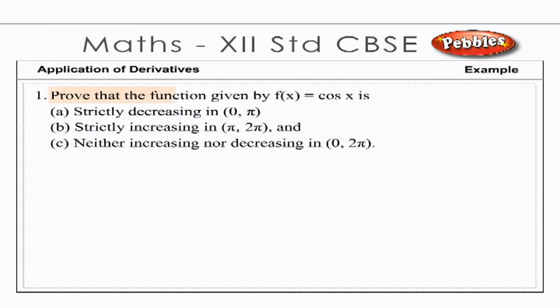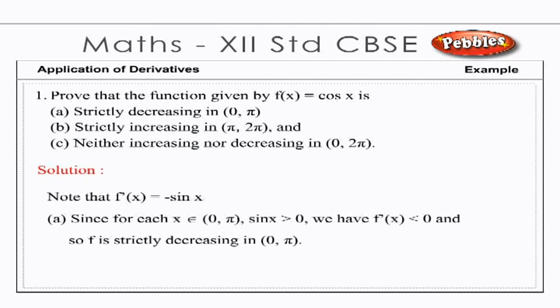Prove that the function given by f(x) = cos x is strictly decreasing in (0, pi), strictly increasing in (pi, 2 pi), and neither increasing nor decreasing in (0, 2 pi). Solution. Note that f'(x) = -sin x.